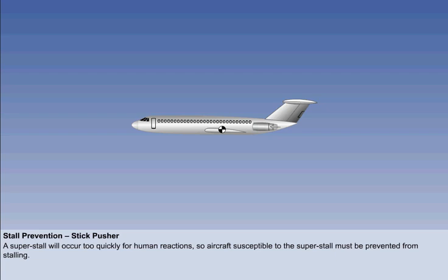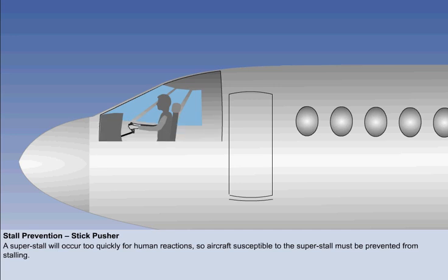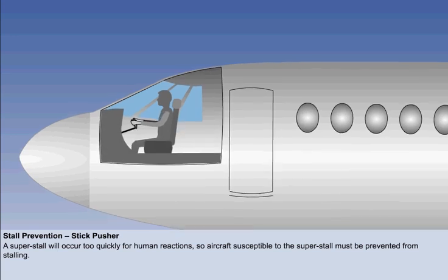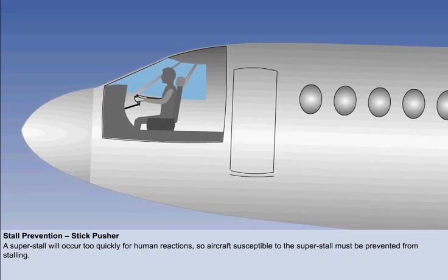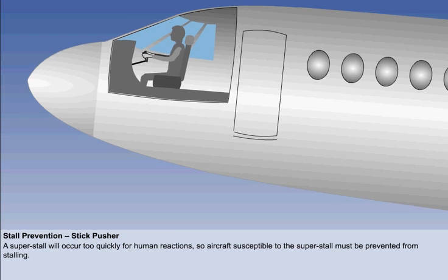An aircraft which exhibits, or is likely to exhibit, superstall characteristics must be fitted with a device that will prevent it from ever stalling. The device is the stick pusher, developed after the loss of the 111 previously mentioned. Once a superstall commences, its progression is too fast for human response, and the aircraft cannot be unstalled.